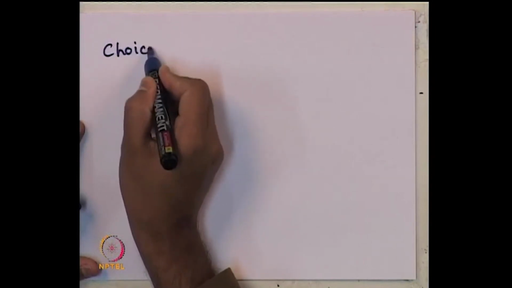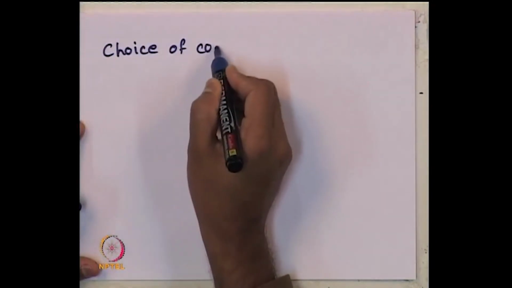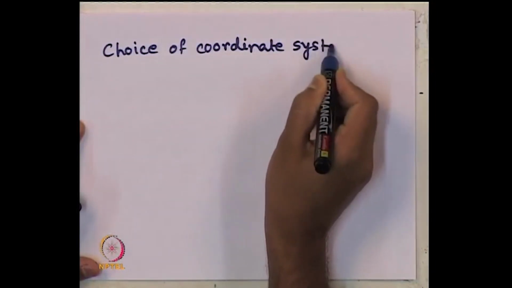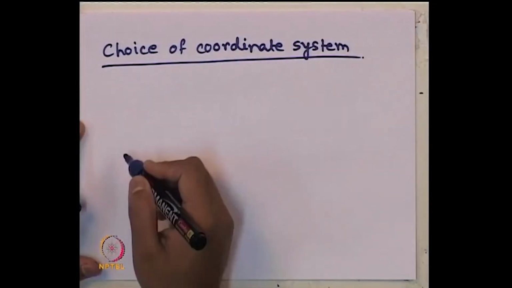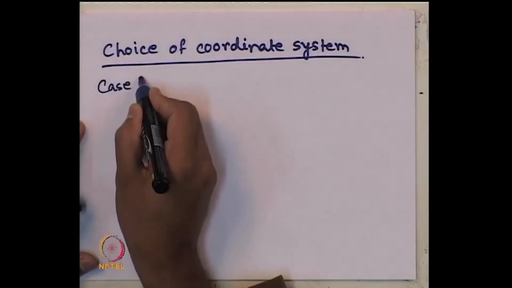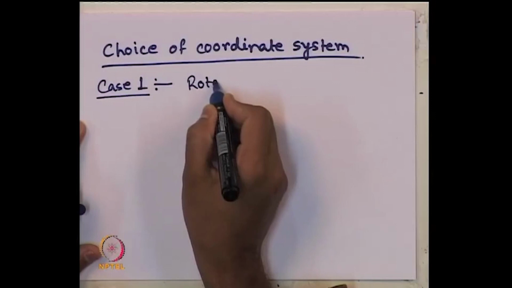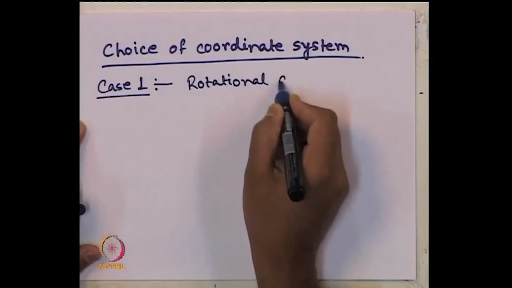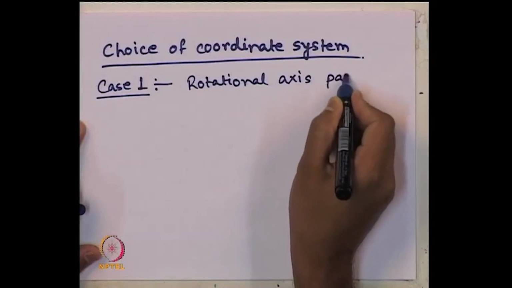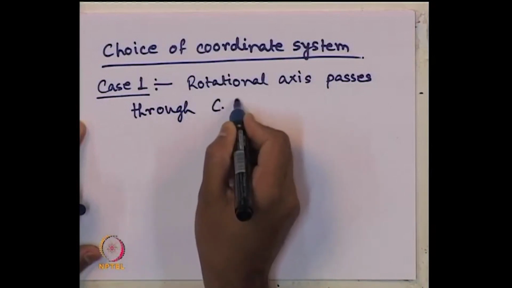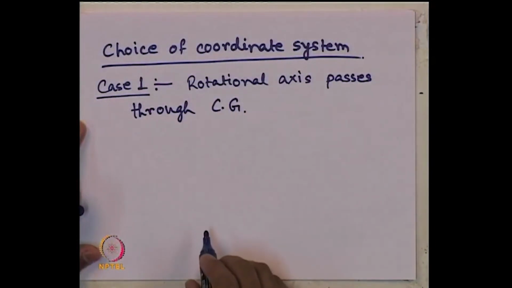So, the choice of coordinate system with respect to the rotation of the beam. We are considering different cases. The first case I am considering is when the rotational axis passes through the center of gravity of the system.